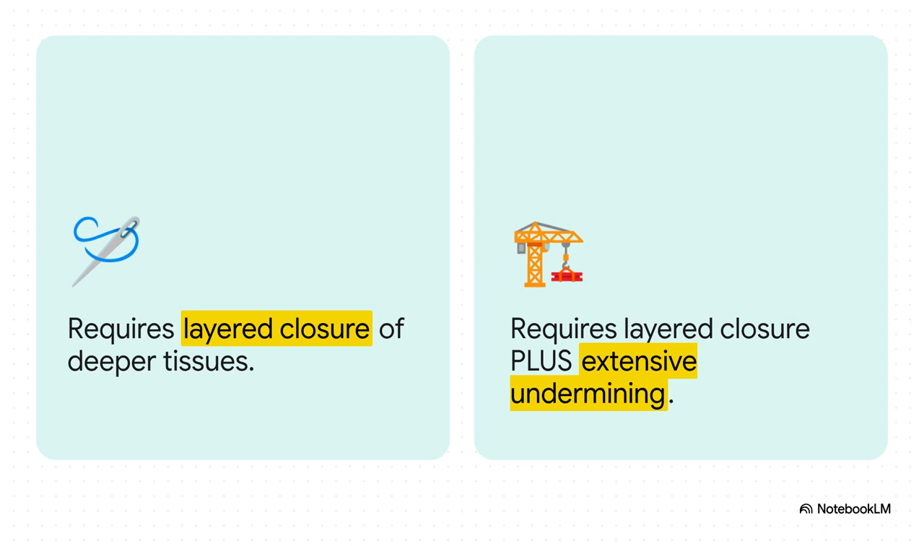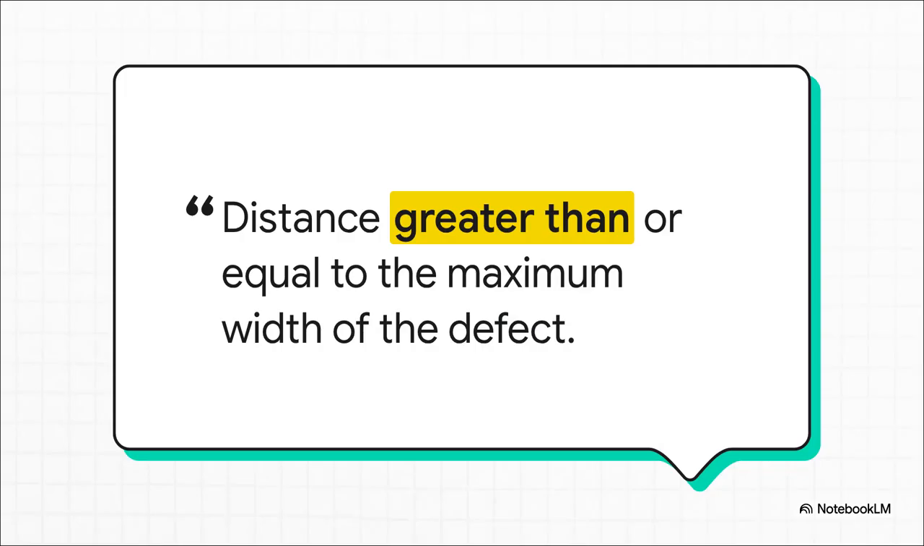Well, the deciding factor is very often the presence of that extensive undermining we just mentioned. But what does extensive actually mean? Thankfully, the CPT manual doesn't just leave it up to our feelings, it defines it with math. Extensive undermining means the surgeon had to free up the surrounding skin over a distance that is at least as wide as the maximum width of the wound itself, measured perpendicular to the closure line.